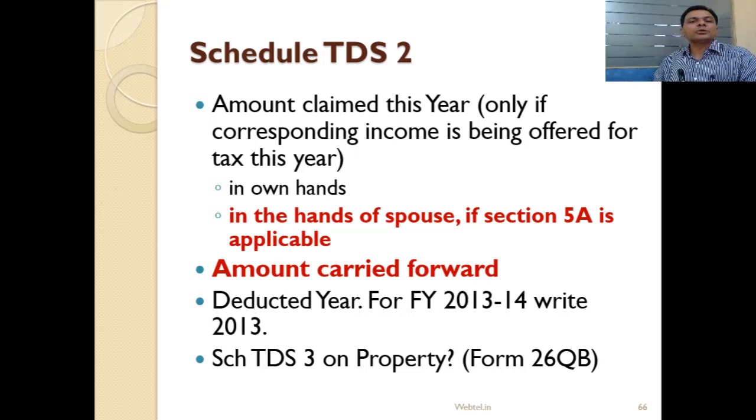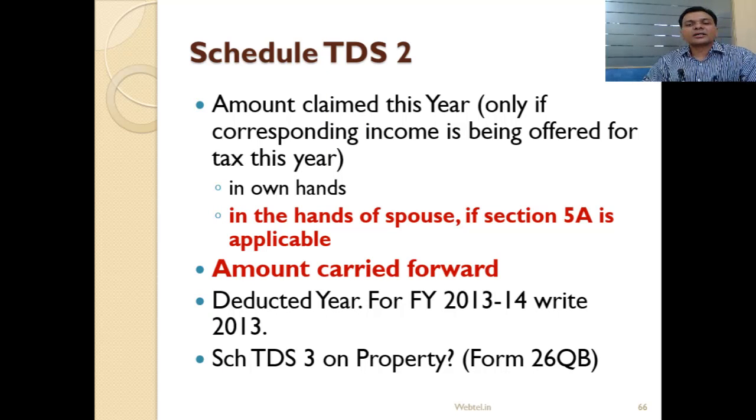What about schedule TDS 3 on property? Section 194IA. The TDS is deducted at 1% there also. So where do we show that? In the forms, the department has not made the change. In the physical forms, no changes there.